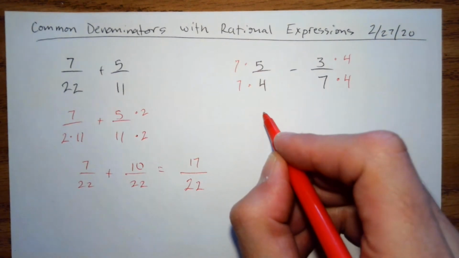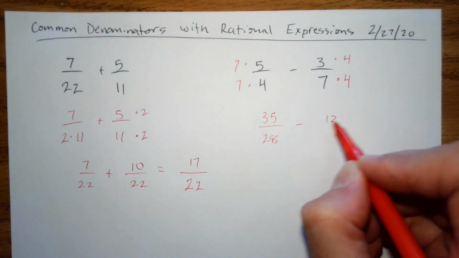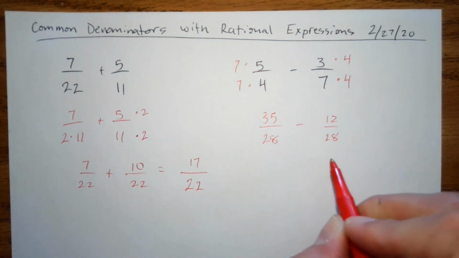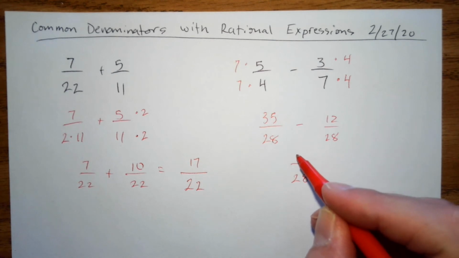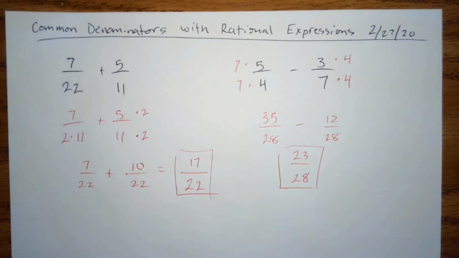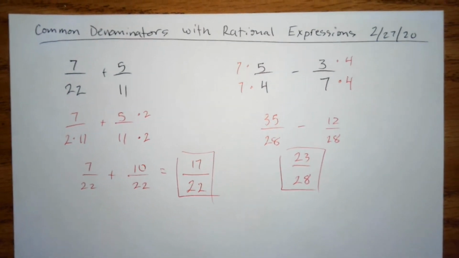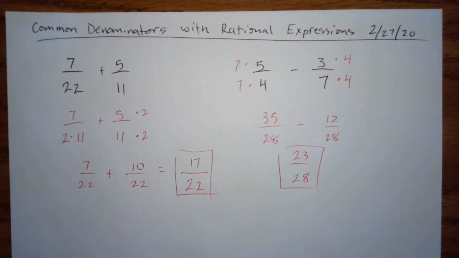So we get 35 over 28 minus 12 over 28, and we can write the denominator once, and we get that. So we're going to be doing each of those things, but with rational expressions, with variables and numbers.